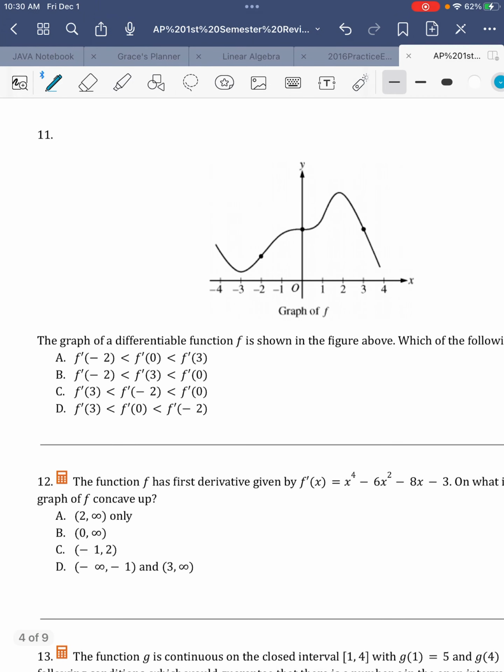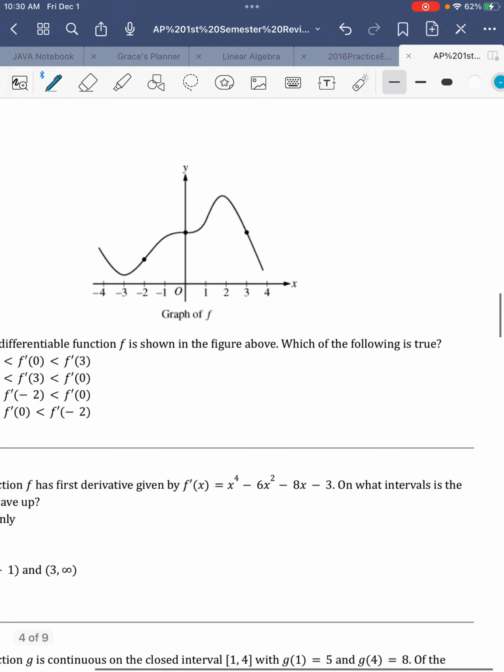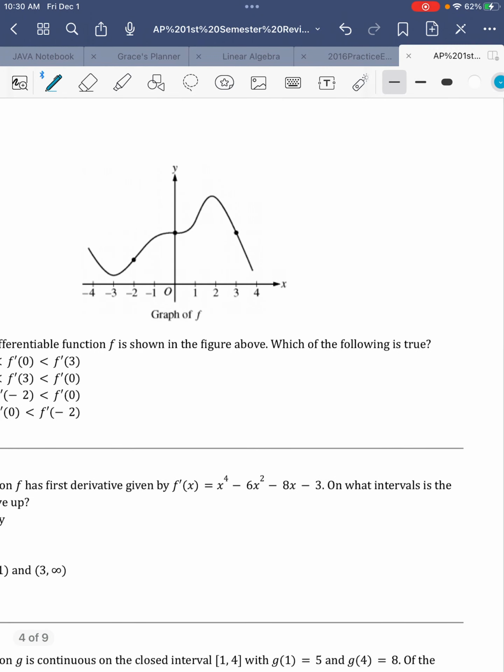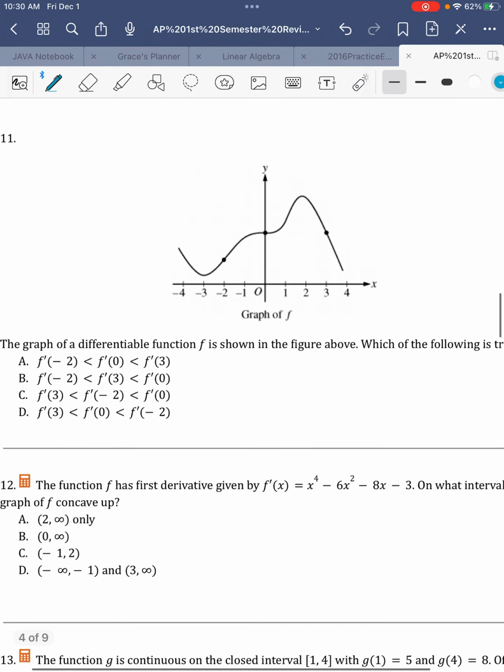So 11 gives us a graph. It says the graph of the differentiable function f is shown in the figure above. Which of the following is true? And then all of our answers have something to do with the derivative f prime at these three different points that are on the graph. So I know that f prime is the slope of the line tangent to the curve. F prime is the rate of change at one point.